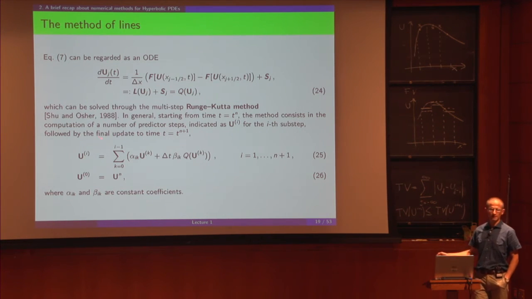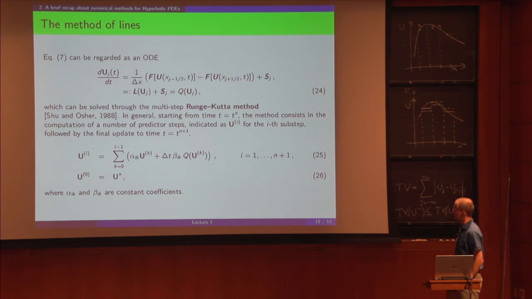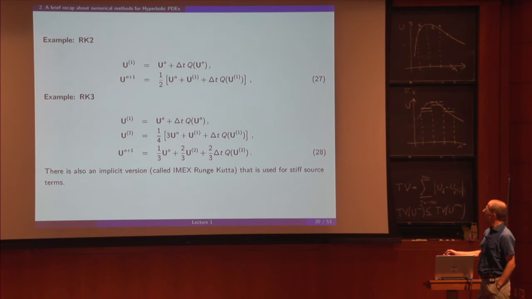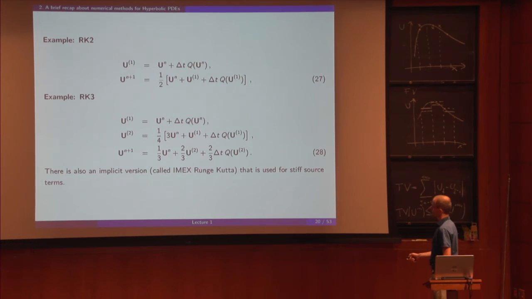Note that this is an explicit scheme because the summation here stops at I minus 1, while here there is I, so this is an explicit scheme, which is enough in most cases. So examples are Runge-Kutta second order and Runge-Kutta third order. I'm just mentioning them for you. So in both cases, you see there is the first order Euler integration and then the correction.